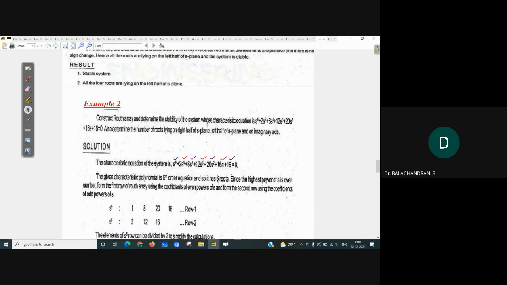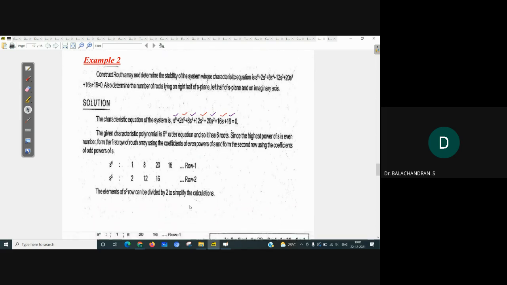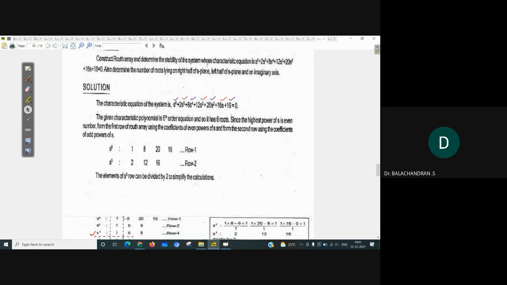So you have 2, 12 and 16. Is it correct? Yes, sir. So instead of 2, 12, 16, you can write what? 1, 6, 8. Divide throughout by 2. So first row, 1. First row and second row are the same. And then the fourth row is 1, 6, 8.